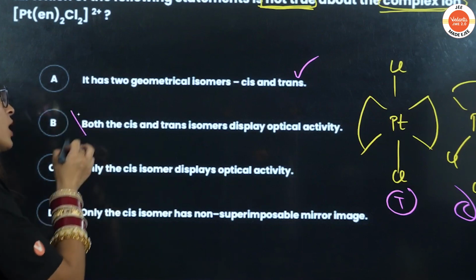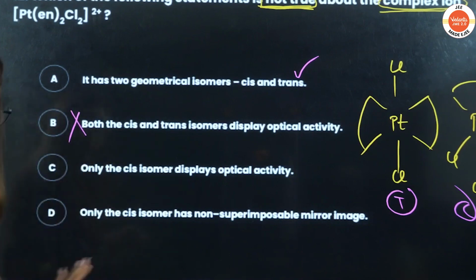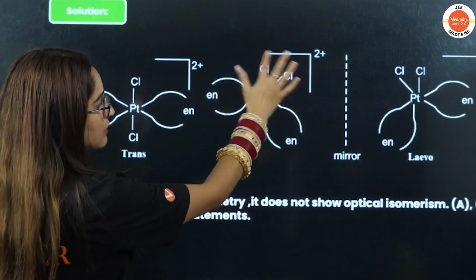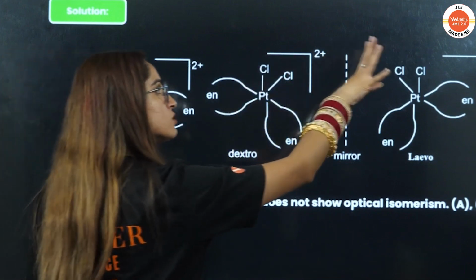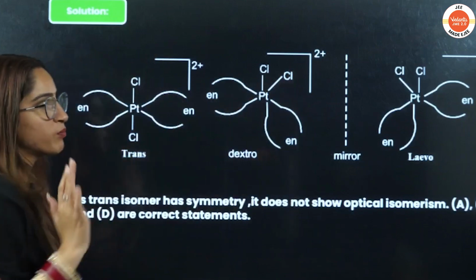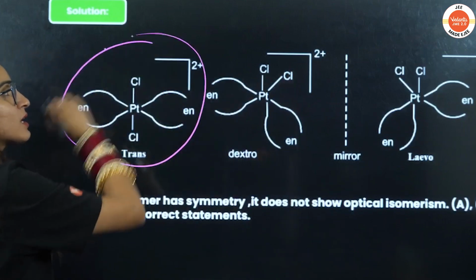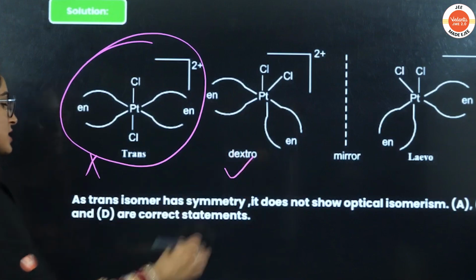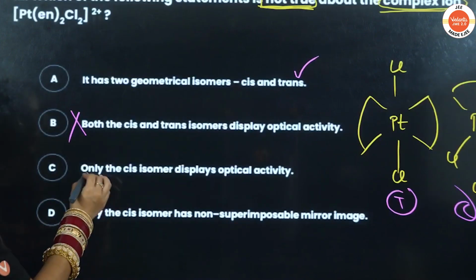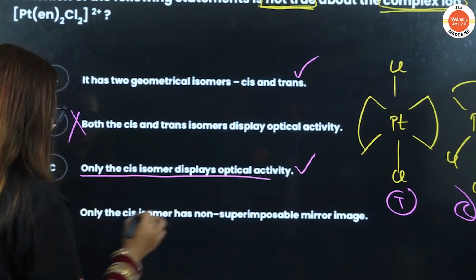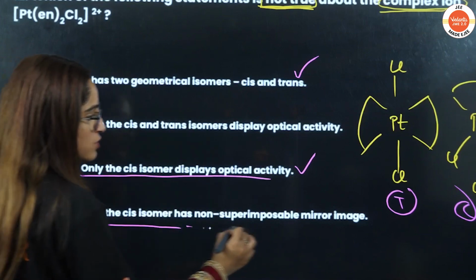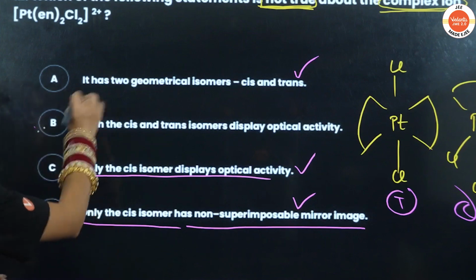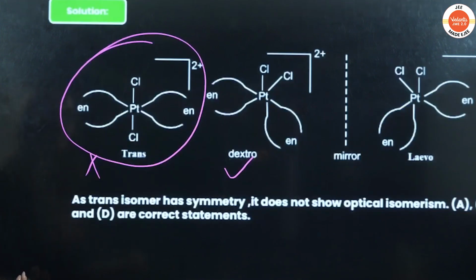Both cis and trans display optical activity. That is not true, because optical activity is only shown, as you can see here, when you have this cis, only then the mirror image is non-superimposable. In this case, the mirror image is superimposable, so it will not show any optical activity. Cis will show optical activity, so both will not show. Only the cis isomer has a non-superimposable mirror image. That is also true. So B is the incorrect option, right?